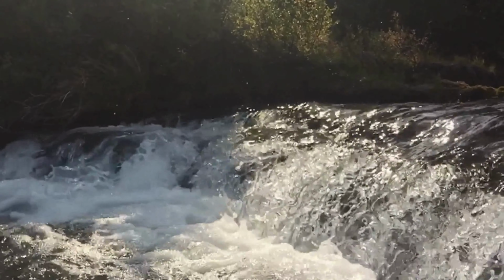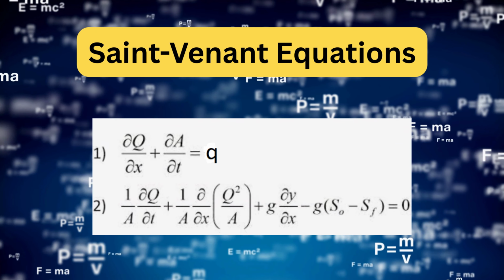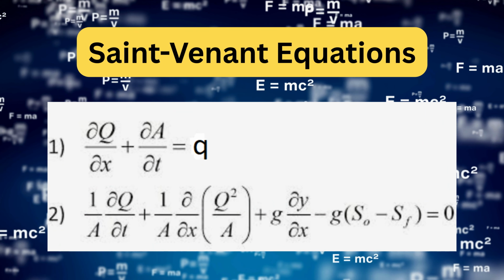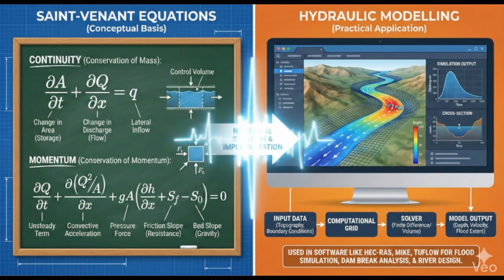Every hydraulic routing method you use comes back to one set of equations, the one-dimensional Saint-Venant equations. They are the foundation of hydraulic modeling, yet in practice we rarely solve them in their full form. In this video we will break down each term of the Saint-Venant equations and explain what it physically represents.